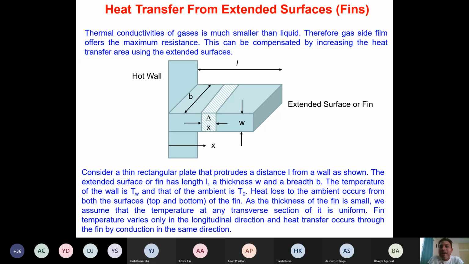So the other way to handle this is what we are ultimately interested in. Ultimately, we wanted to have a faster heat transfer.